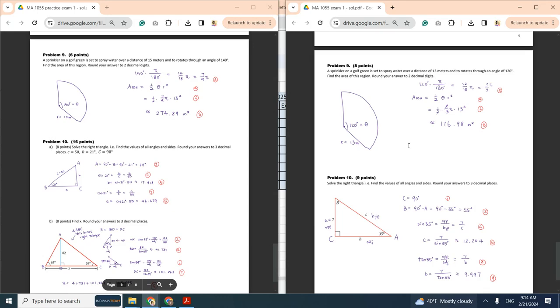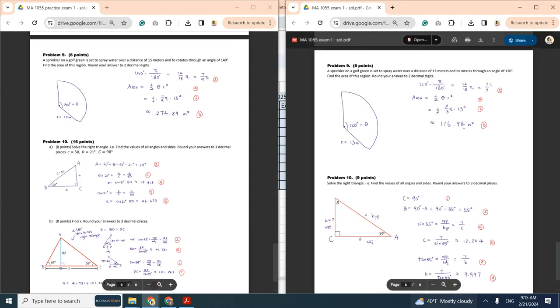But it's 7 over C. So when you solve for C, you multiply both sides by C and then divide by sine 35 degrees. Okay, so this is your answer. And also tangent: we want to find B, opposite over adjacent is tangent. Because B is in the denominator, how do you solve for B? Multiply both sides by B, and then divide by tangent 35 degrees. Okay, so the solution is on the website.